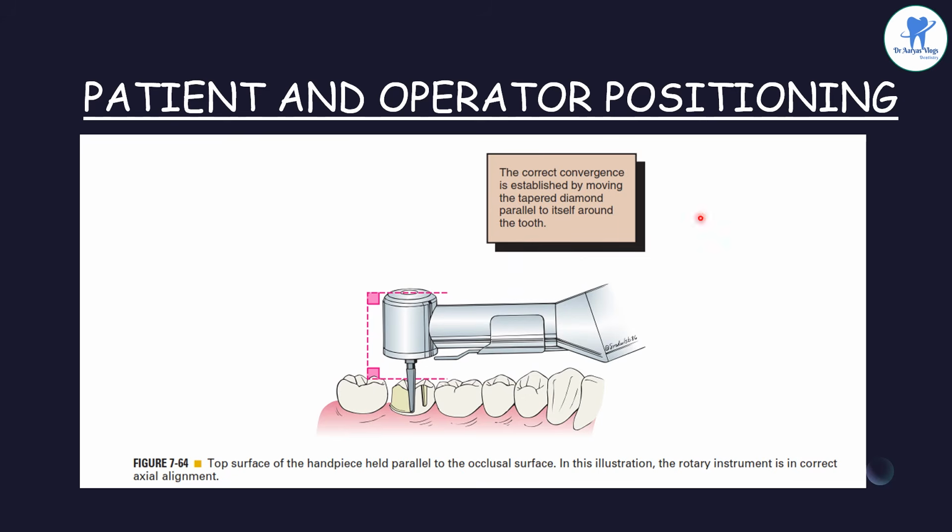So coming to patient and operator positioning, this shows the top surface of the handpiece held parallel to the occlusal surface. In this image, the rotary instrument is in correct axial alignment. Correct convergence is established by moving the tapered diamond parallel to itself around the tooth.